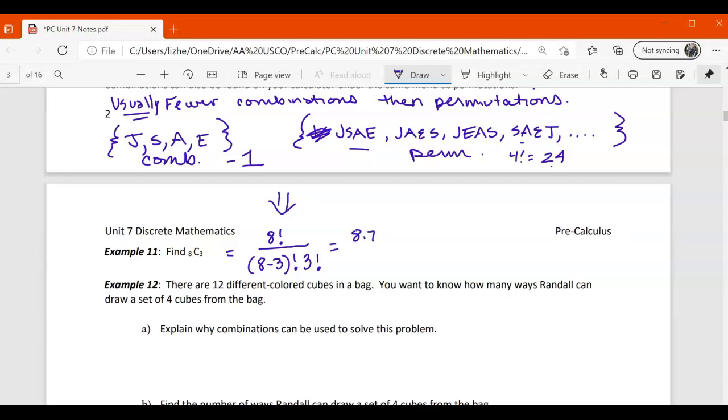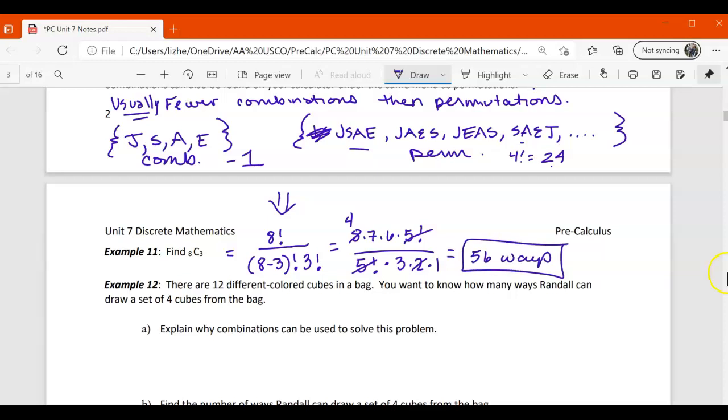Writing it out, it would be 8 times 7 times 6 times 5 factorial divided by 8 minus 3, which is 5 factorial, times 3 times 2 times 1. So these cancel. The 2 can cancel with the 8. So these are doable, you know, if you want to without that lovely key in your calculator. But anyhow, you get 56 ways.